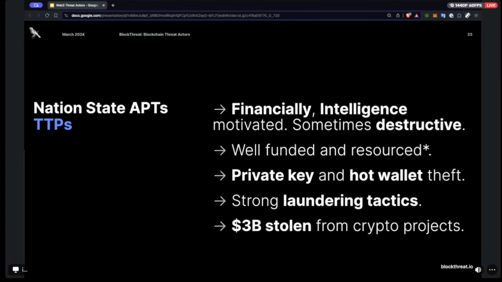The program started in the 90s. They recognized that, in this new domain, crypto is the later stage, but they've been targeting just traditional Web2 infrastructure for decades. So they recognized early on that they can't compete against the United States or Western countries through traditional warfare. So they developed a new domain, which is cyber warfare.